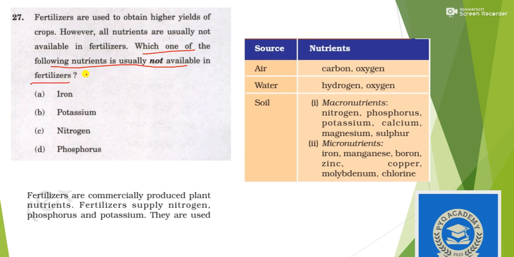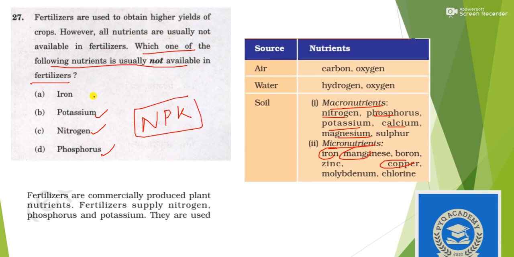Okay. Actually, plants need some macronutrients and some micronutrients. But these micronutrients are present in soil, and some are in low content. So, through fertilizers, the plants are provided potassium, nitrogen, and phosphorus, which is commonly known as NPK. And iron is not provided. Iron is directly taken from the soil itself. So, the option is A.